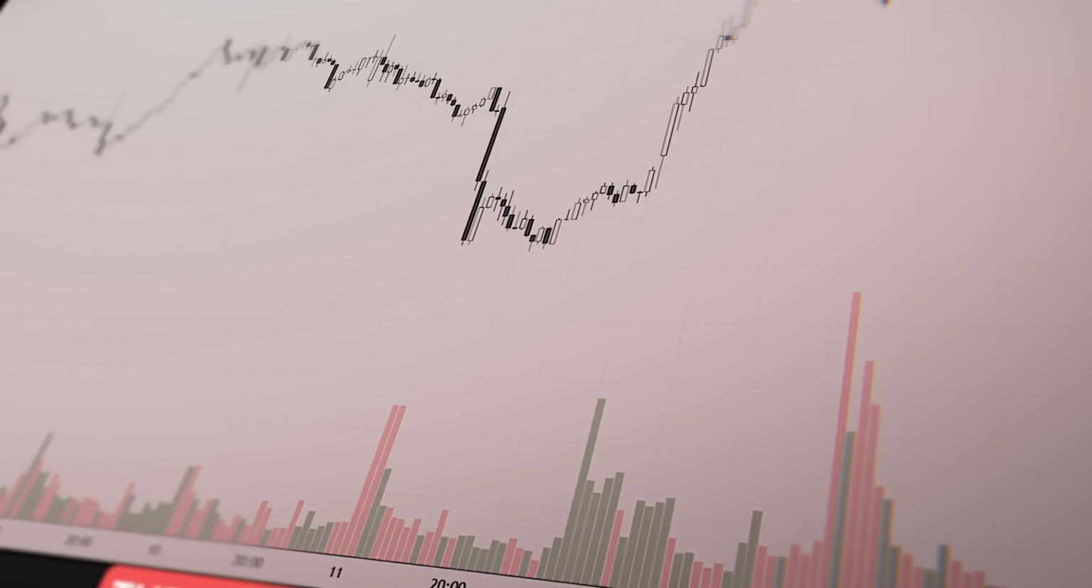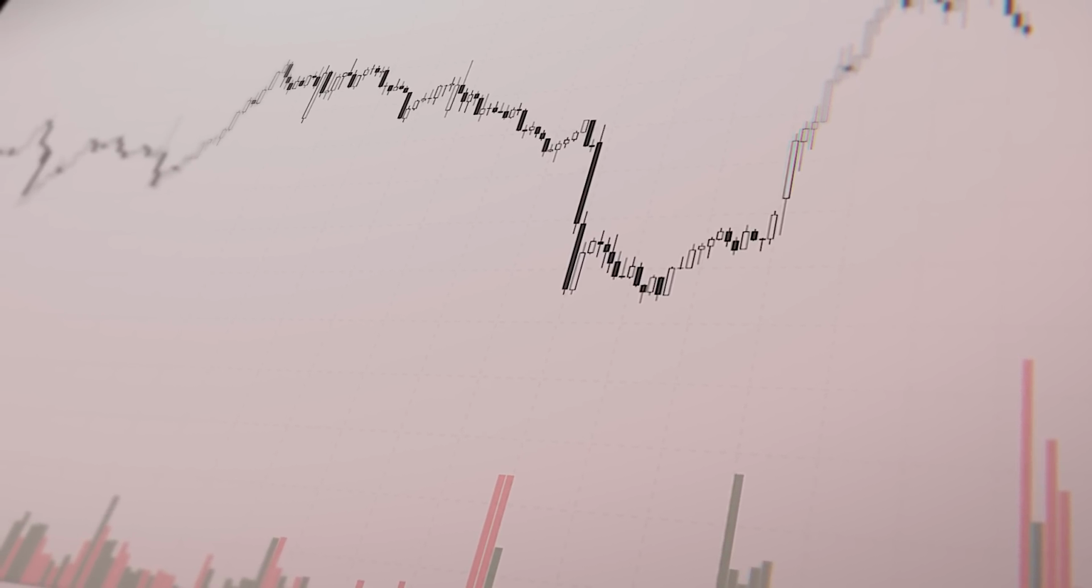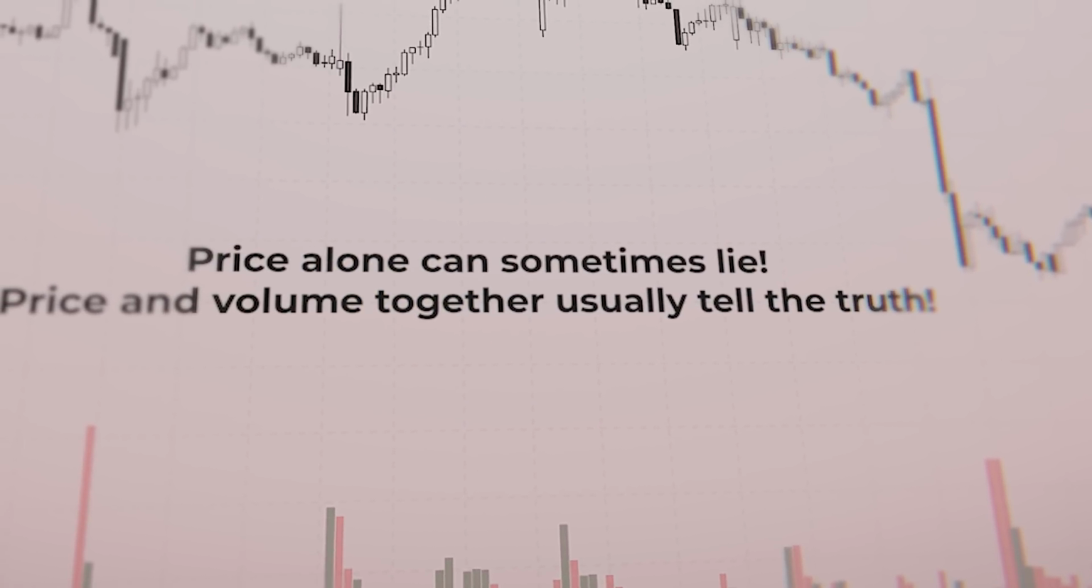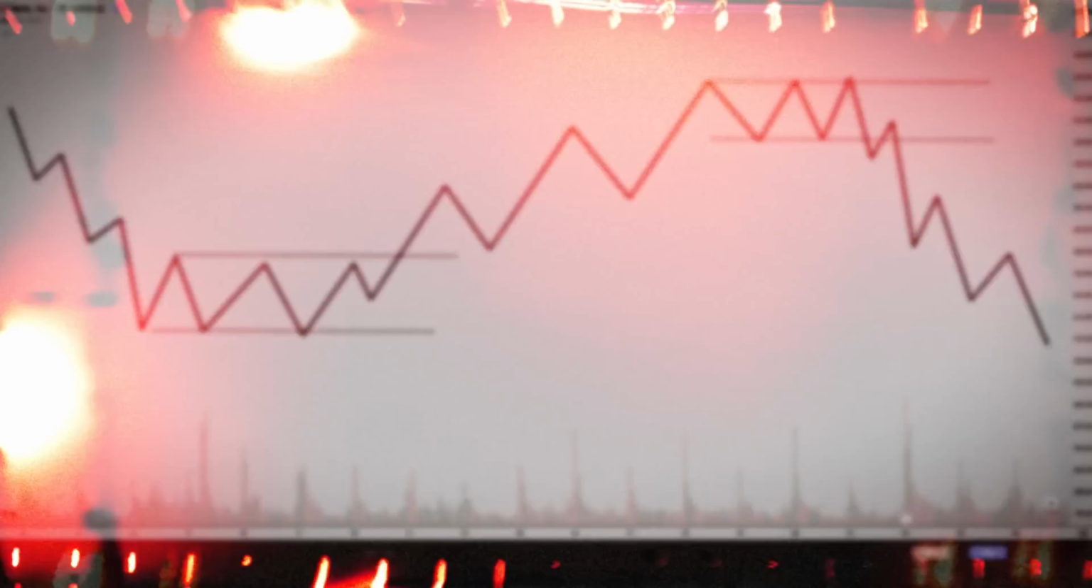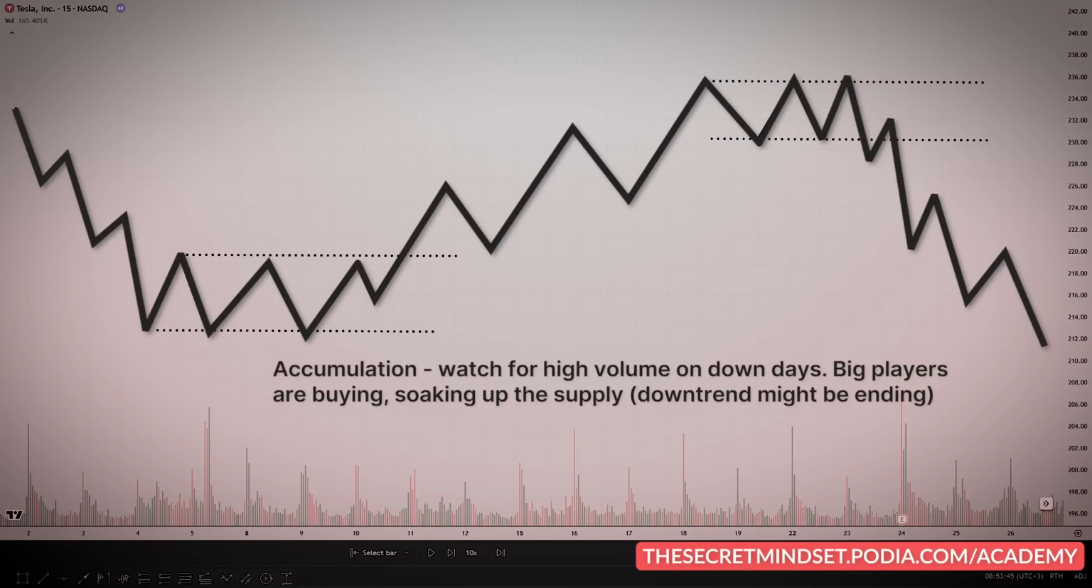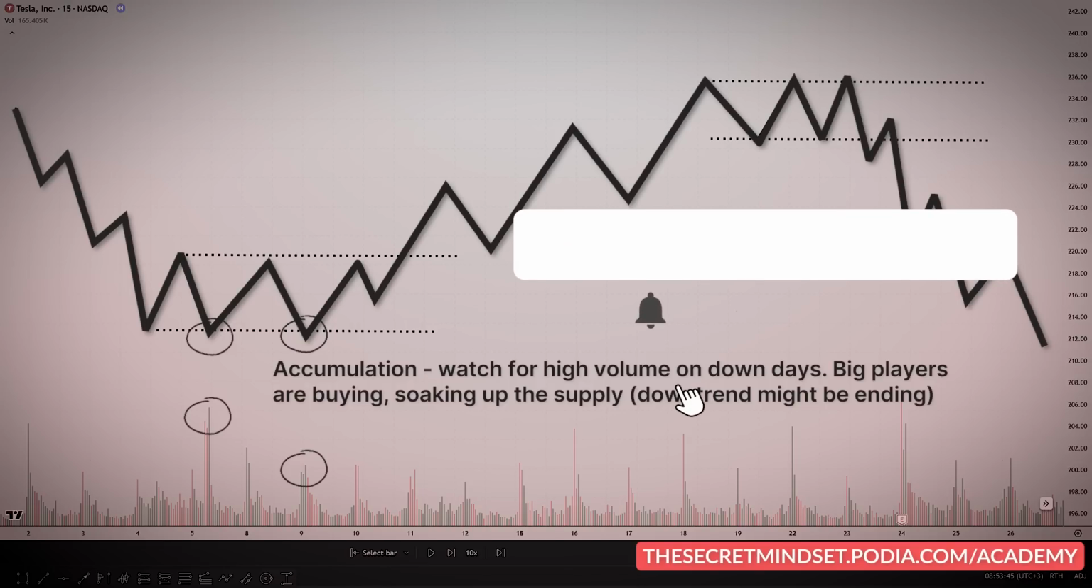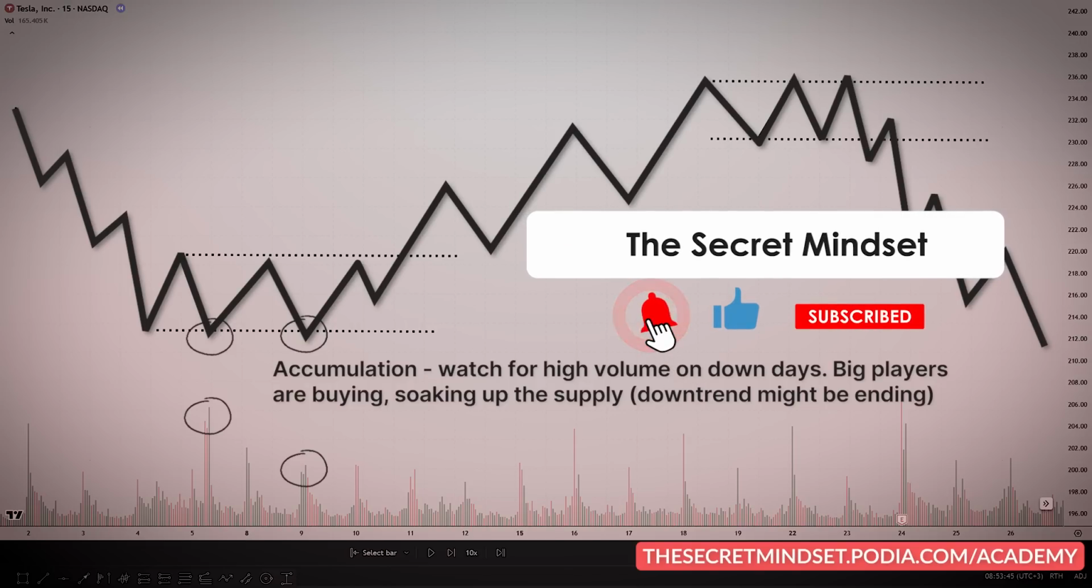Volume helps confirm price action. It's like a lie detector for price moves. Price alone can sometimes lie, but price and volume together usually tell the truth. In accumulation, watch for high volume on down days that don't push prices much lower. This can mean big players are buying, soaking up the supply. It's a sign the downtrend might be ending.